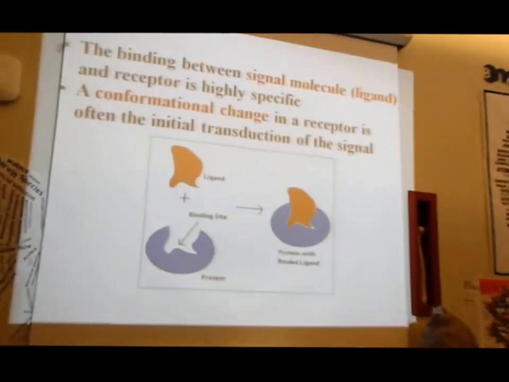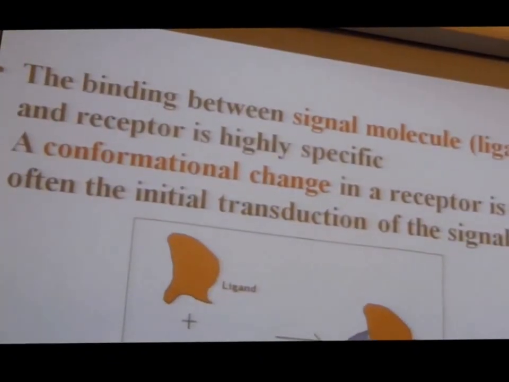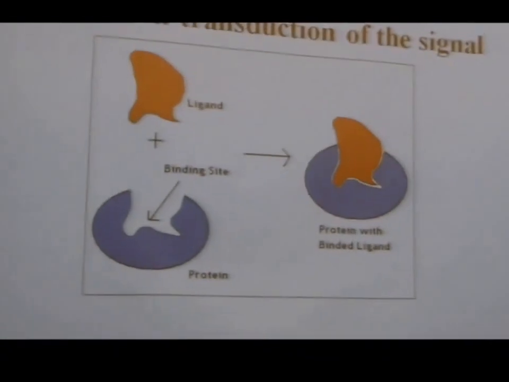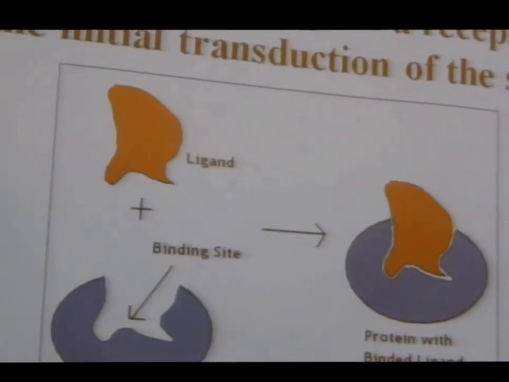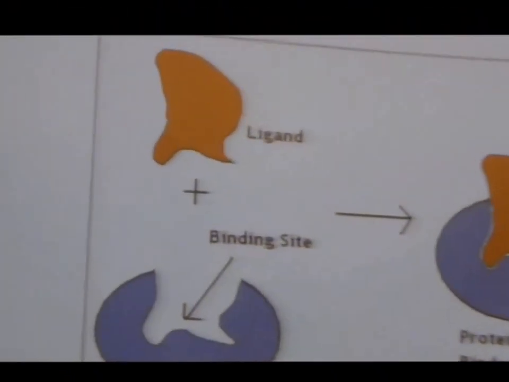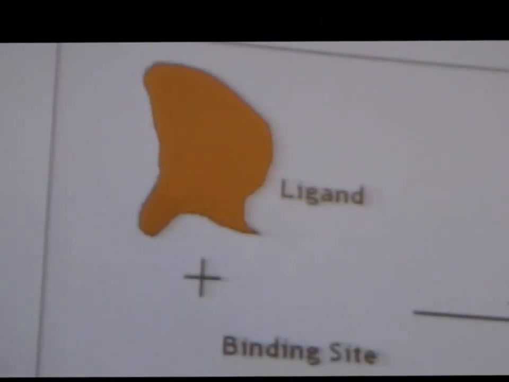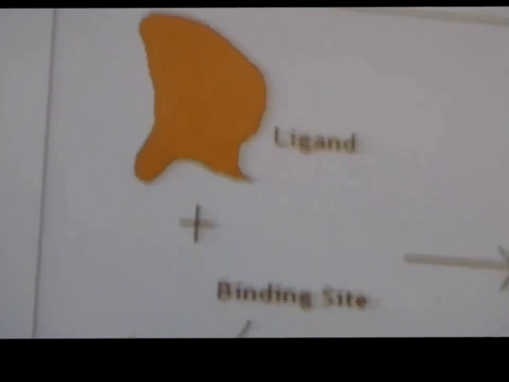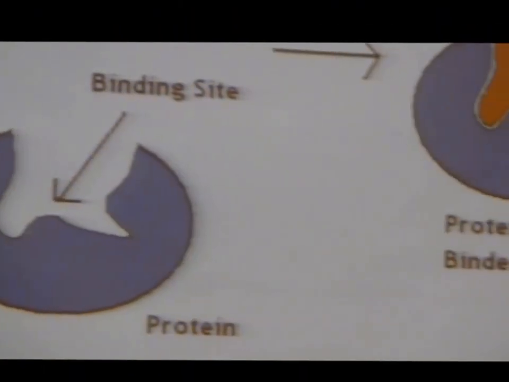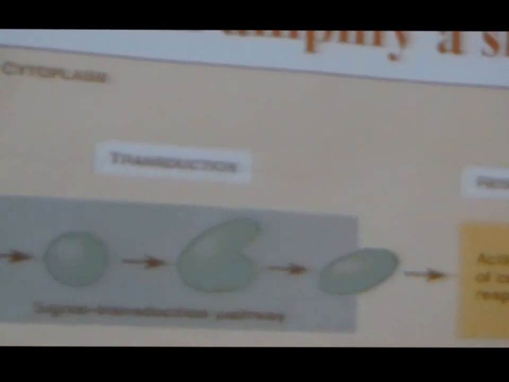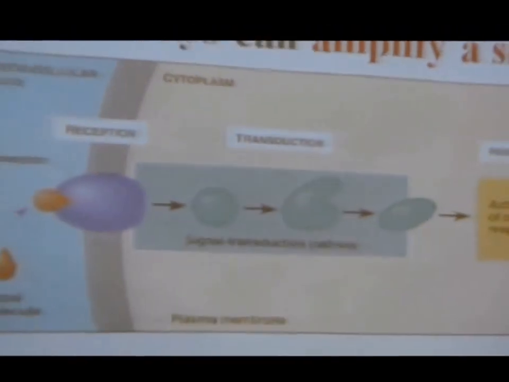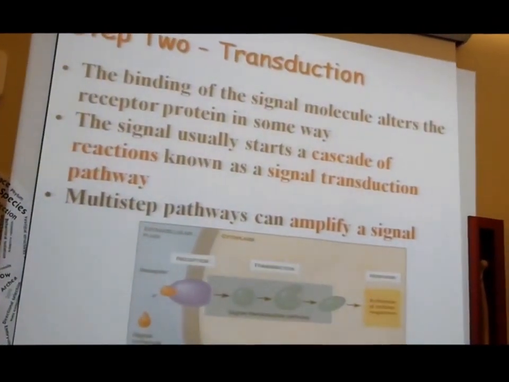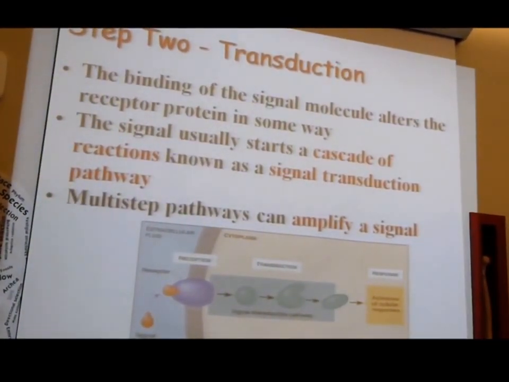This is a very highly specific signal, causes conformational change, as I mentioned. And the receptor protein can either be in the membrane or it can be embedded actually deep inside the cell. Kind of strange. The actual receptor could be inside the cell, depending on the type of hormone. Transduction, we'll come back to that. The binding of the signal molecule alters the receptor protein in some way. We already said that.